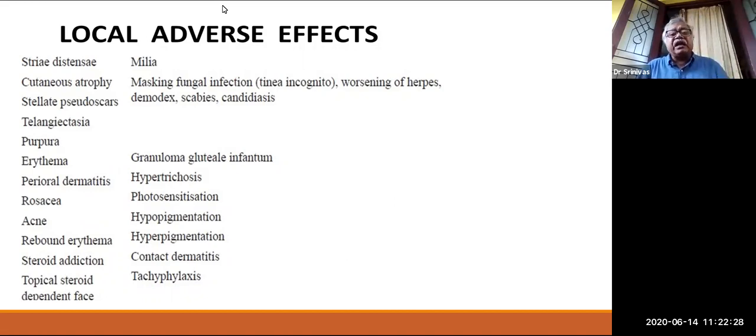And milia can occur because of the scarring, and fungal infections can occur. I will be coming more to the fungal infection. Scabies can become worse. Candidiasis can become worse. We know that the vellus hair and intermediate hair can become longer, giving rise to hypertrichosis.